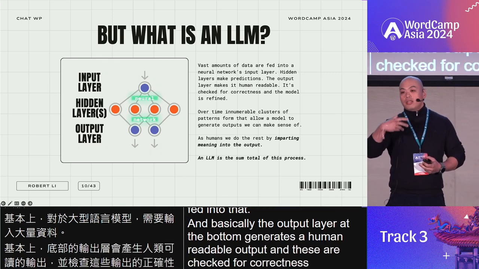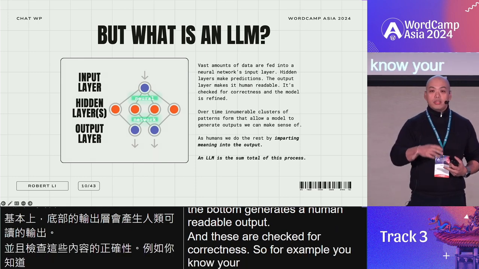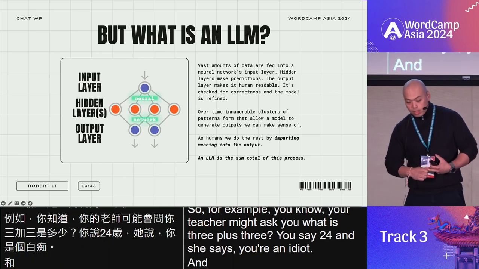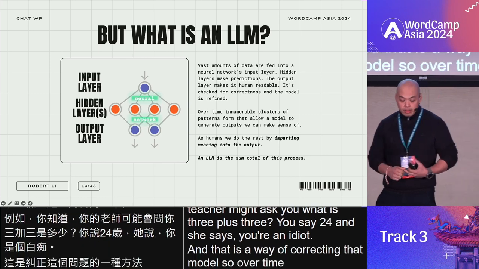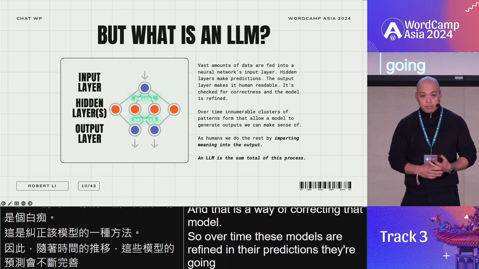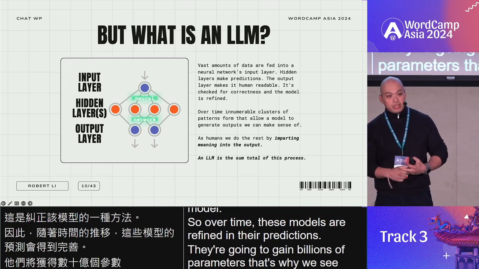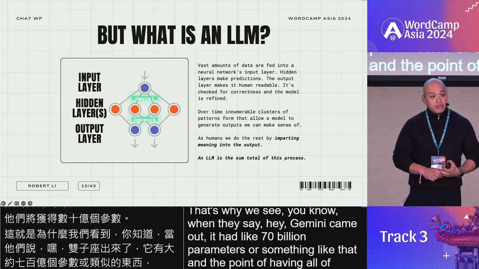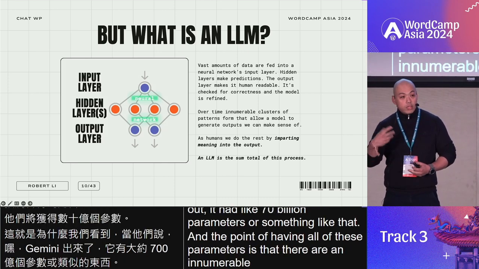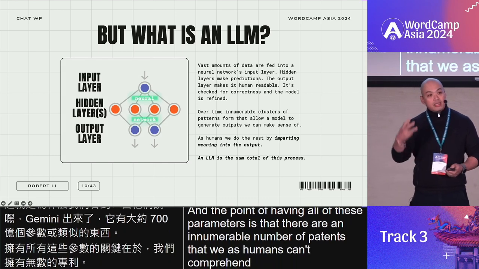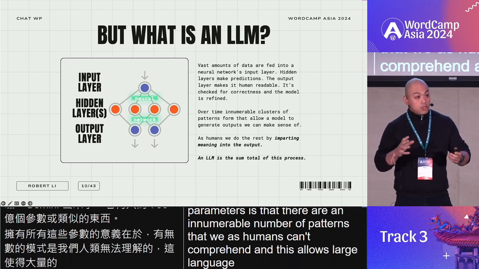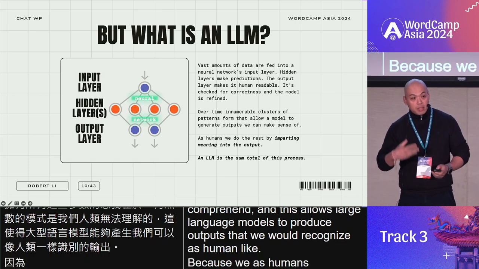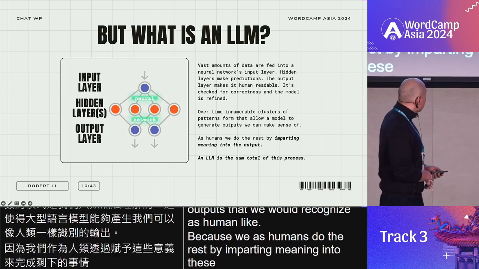So for example, your teacher might ask you, what is 3 plus 3? You say 24, and she says, you're an idiot. And that is a way of correcting that model. So over time, these models are refined in their predictions. They're going to gain billions of parameters. That's why when they say, hey, Gemini came out, it had like 70 billion parameters or something like that. And the point of having all of these parameters is that there are an innumerable number of patterns that we as humans can't comprehend. And this allows large language models to produce outputs that we would recognize as human-like, because we as humans do the rest by imparting meaning into these outputs. And that's why they appear so magical.